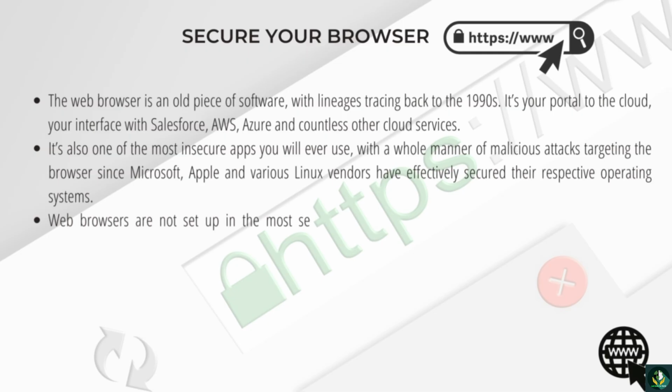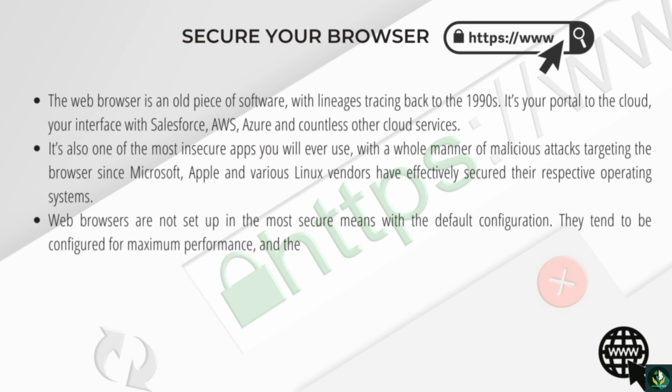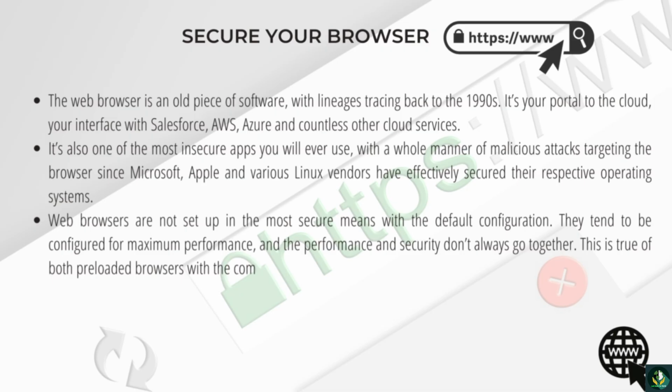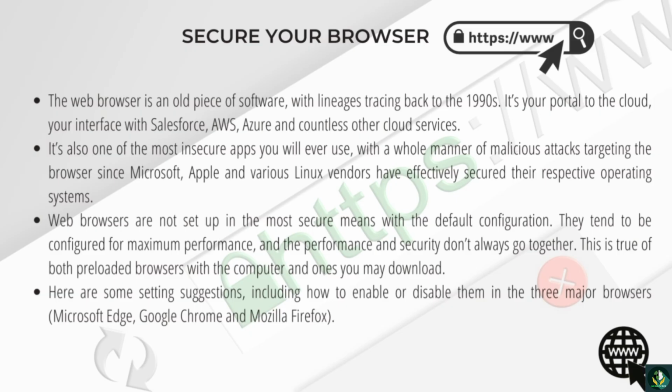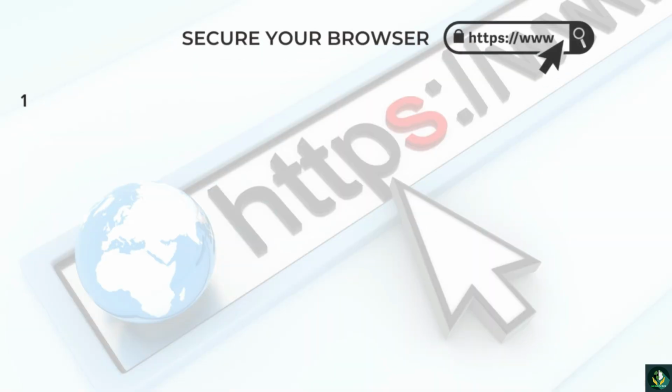Web browsers are not set up in the most secure means with the default configuration. They tend to be configured for maximum performance, and performance and security don't always go together. This is true of both preloaded browsers with the computer and the ones you may download. Here are some setting suggestions, including how to enable or disable them in the three major browsers: Microsoft Edge, Google Chrome, and Mozilla Firefox.